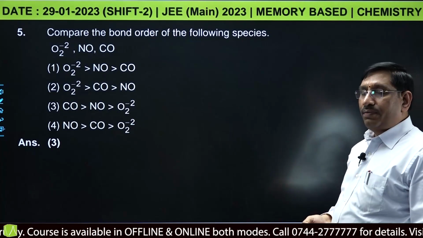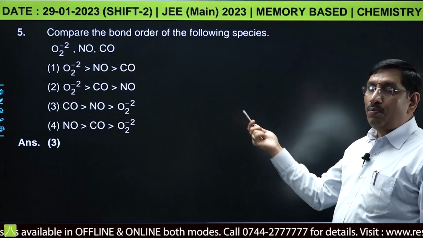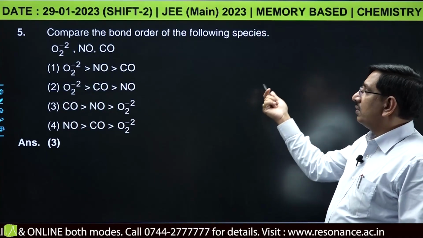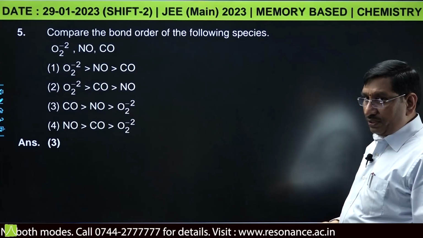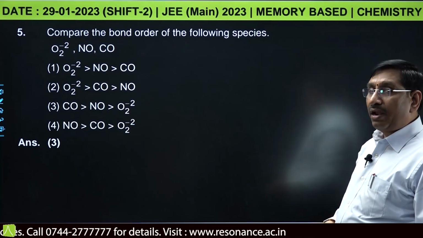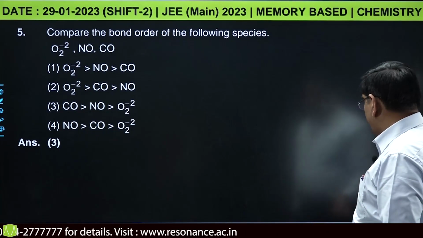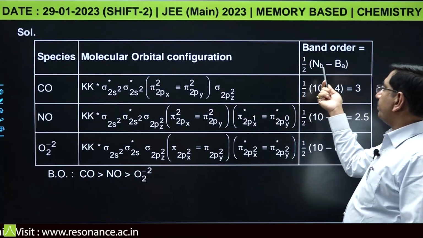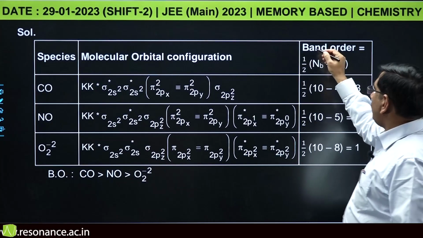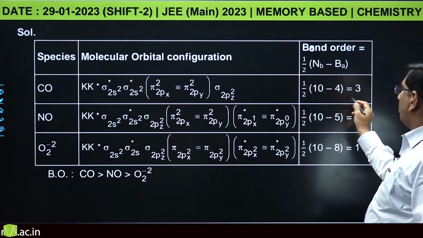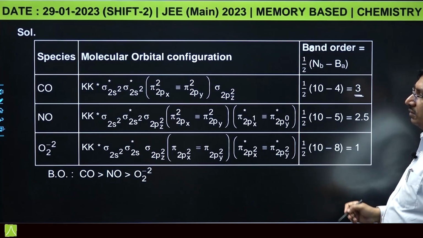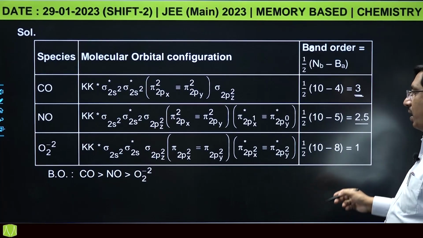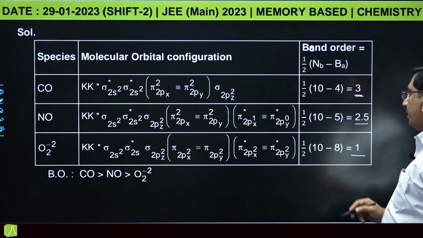Next, it is from chemical bonding, as usual bond order calculation, frequently asked question. Compare the bond order of the following species: O2 2-, NO and CO. And if you observe the configurations, the bond order is 3 for CO, and for NO it is 2.5, and for O2 2- it is 1.